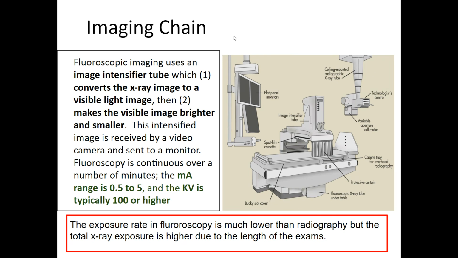So we have our image intensifier tube, which is in here. It's encased in plastic. We'll talk about that more in a minute. But the goal is to convert an X-ray image to a visible light image and intensify, amplify that light, which is why it's called an II, image intensifying tube.